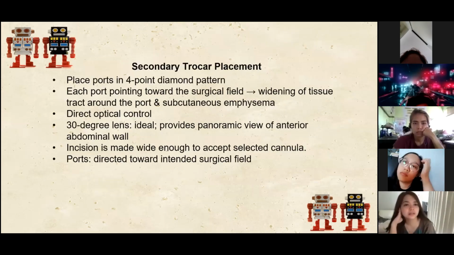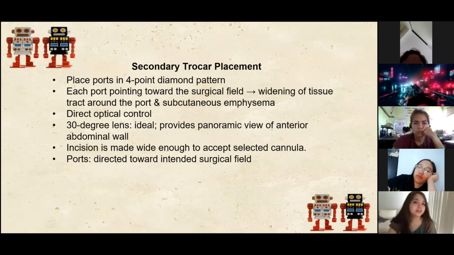The first step before secondary trocar placement is the systematic inspection of the entire abdomen to rule out any injury to the underlying viscera that may have occurred during access or placement of the initial trocar. After this, the surgeon can proceed with the secondary placement.